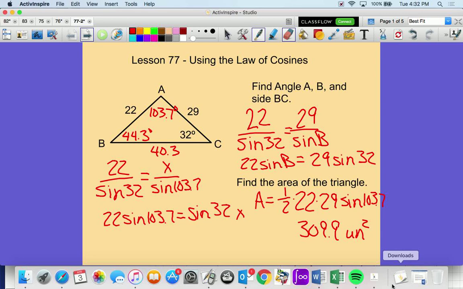Now, say you didn't want to do that one. Say you wanted to use this combination. Those three, we would take 1/2 times 22 times 40.3 times sine of the angle in between, and we get 309.6, which is approximately the same as the 309.9. The difference between the two is just the rounding errors that we would have built into this one. So this works with whatever combination we want to use as long as those three are together. It doesn't matter which three it is.